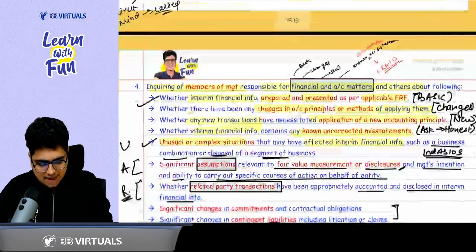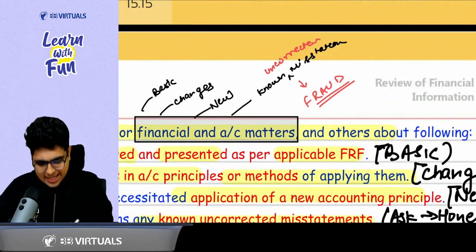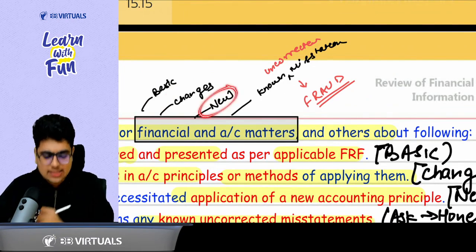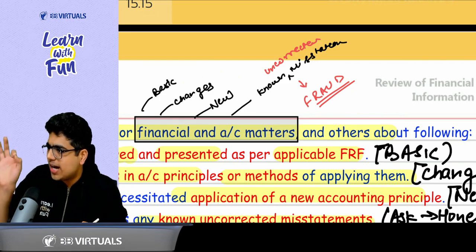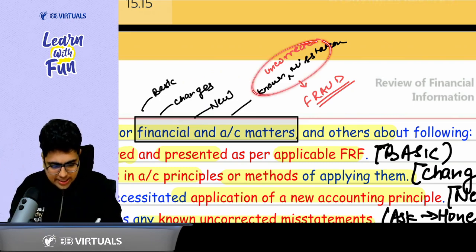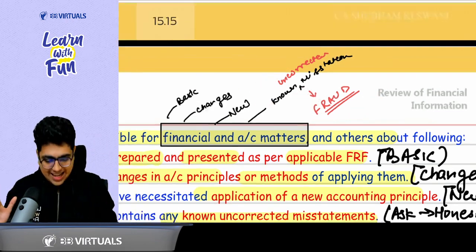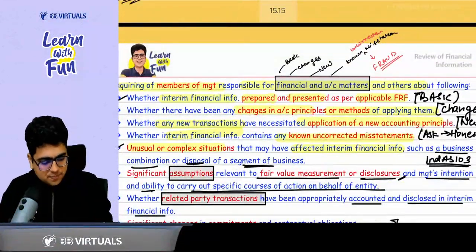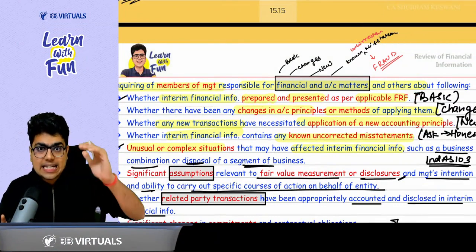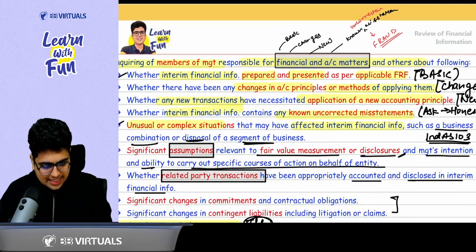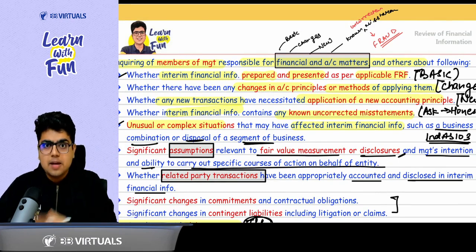Clear? Clear, sir. After this, he made the inquiry with the management. Sir, what types of inquiries? Basic inquiries, inquiries about the changes, inquiries about something new, plus inquiry about the misstatement, whether there is any known uncorrected misstatement. If there is a known uncorrected misstatement, it could be an indicator of fraud. Sir, please explain more. Basic inquiry means whether the financial information is prepared and presented as per the FRF, and whether there is any change in your accounting policy, accounting principles or methods.